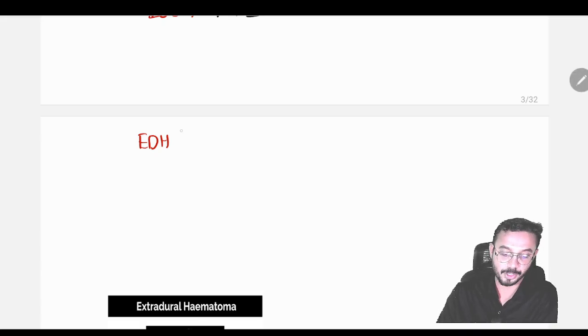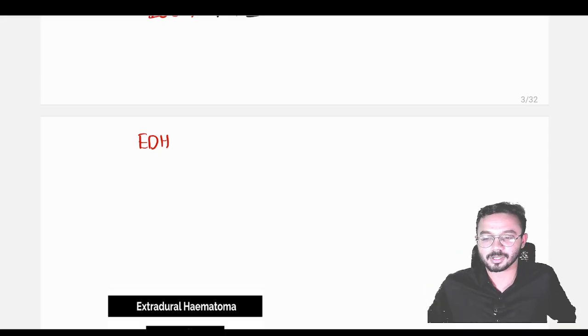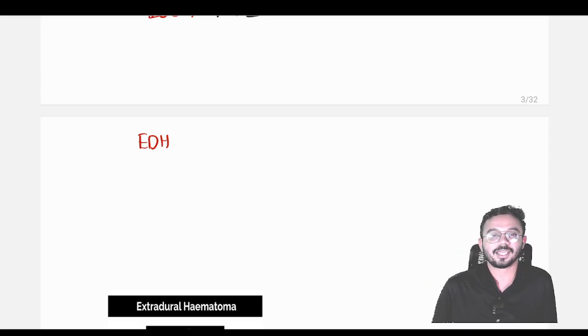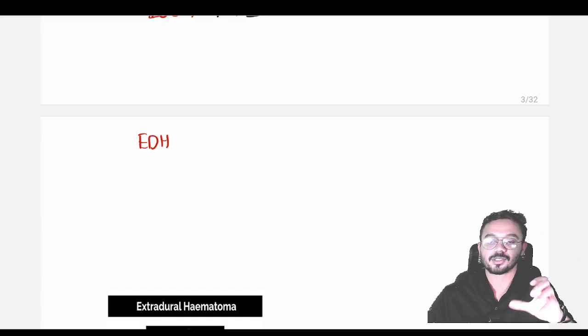Extradural or epidural hemorrhage. So why it happens and what actually happens over here is, imagine a young guy who got very good marks and bought a new bike, and he's running very fast, at 120, 130, and definitely he's not wearing a helmet, and he gets a road traffic accident. Then there is damage to this artery.